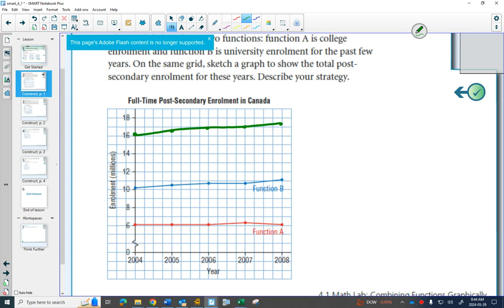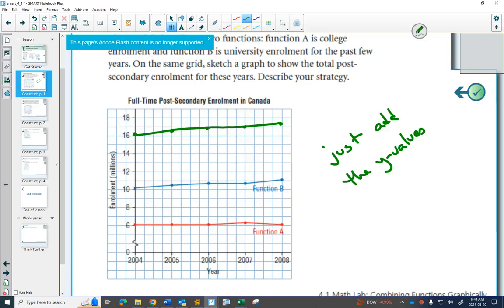And when adding graphs, we just add the y values. So if you were hoping for something really complicated and exciting, sorry, it's really easy and boring. When you're adding graphs together, all you're going to do is add the y values.